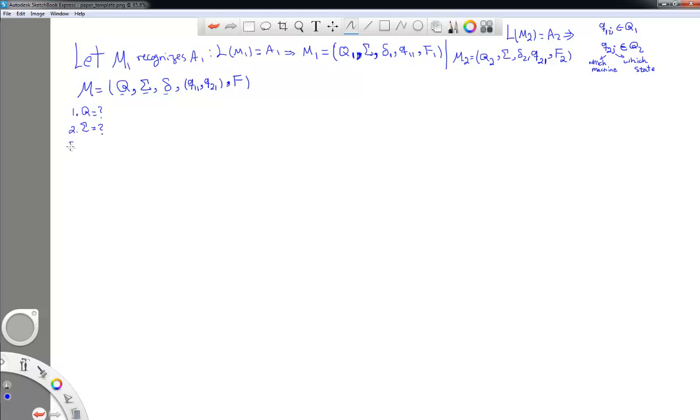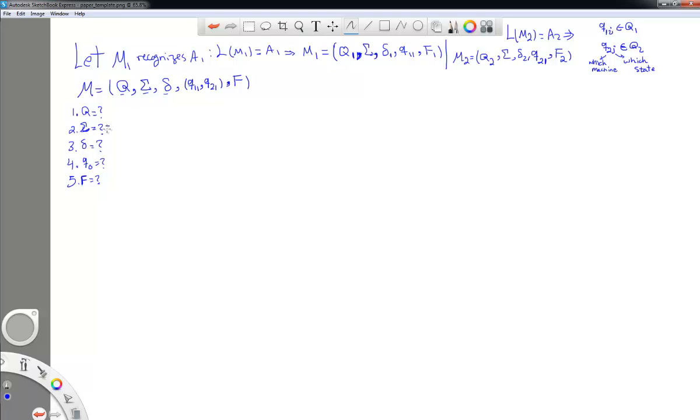I need to see what this is, the delta. I need to see what my initial state is. And I need to see what my final states, or accept states, are. As soon as I define all these five, I have proven my theorem. Okay? So let's start with the easiest one.